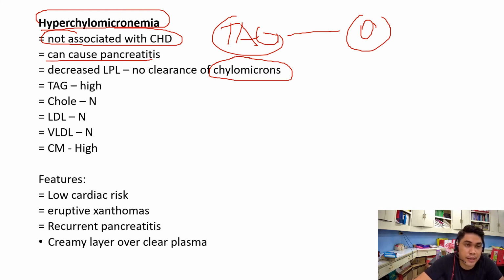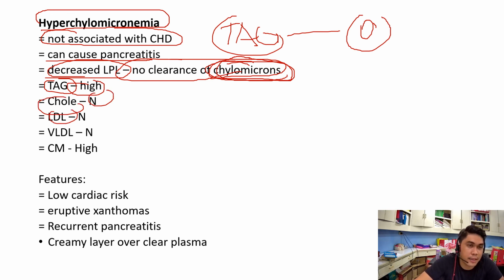Then next, you have decreased lipoprotein lipase, meaning no clearance or catabolism of chylomicrons. So chylomicrons will stay in your system for a long period, and that's the reason why the sample is turbid. Since there's an increase in chylomicrons, the TAG concentration is also increased. The cholesterol level is normal, LDL is normal, VLDL is normal, but the chylomicron concentration is increased due to LPL or lipoprotein lipase deficiency.